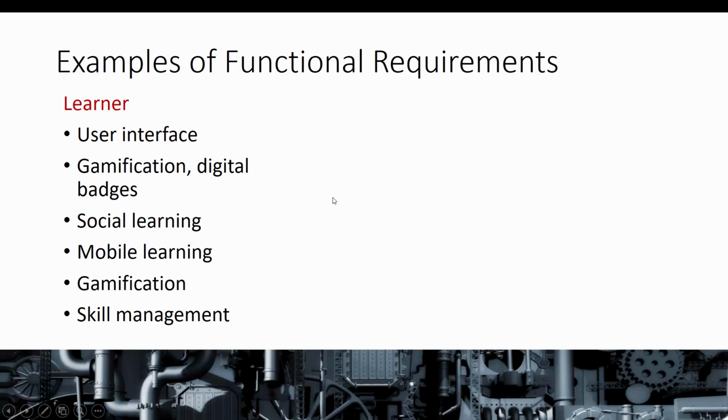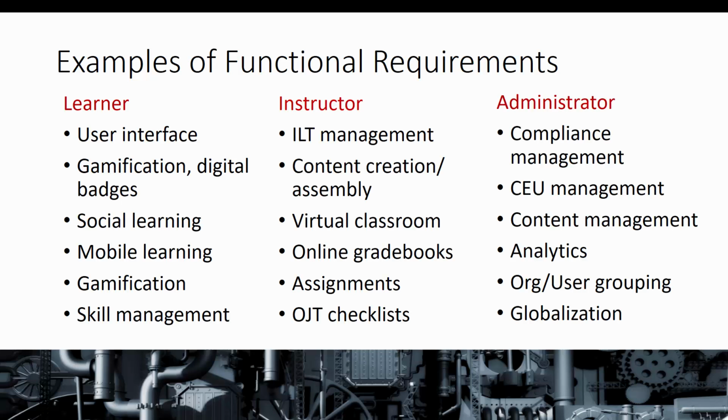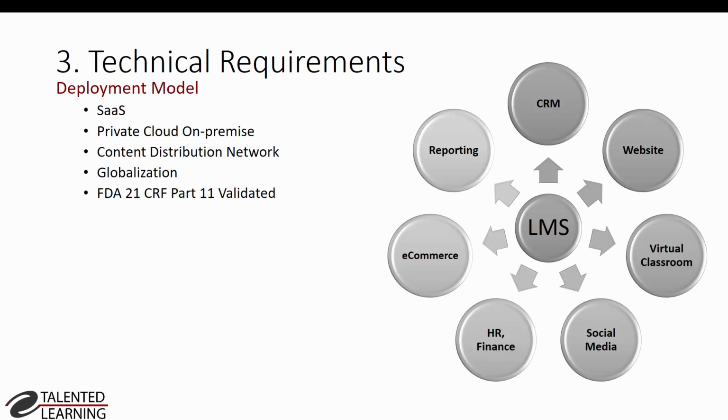Examples of functional requirements could be those functional requirements for learners or for instructors or for administrators. And they could include things like social learning or mobile learning, or requirements around virtual classroom or content assembly or instructor-led training management, or managing compliance or continuing education, as well as analytics and reporting. Going through each one of these buckets and seeing how they affect the different audiences is the next step to developing your functional requirements.